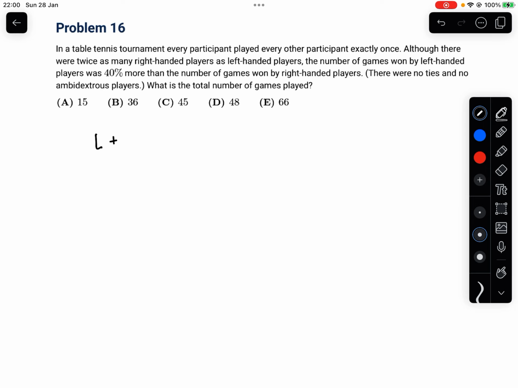So we know the number of games won by left-handed players plus the number of games won by right-handed players is equal to the total number of games, G. And we're also told that the number of games won by left-handed players was 40% more than the number of games won by right-handed players. So the number of games won by left-handed players is equal to 1.4 R. We can substitute this into the equation, and we get 1.4 R plus R equals G. So we get 2.4 R equals G.